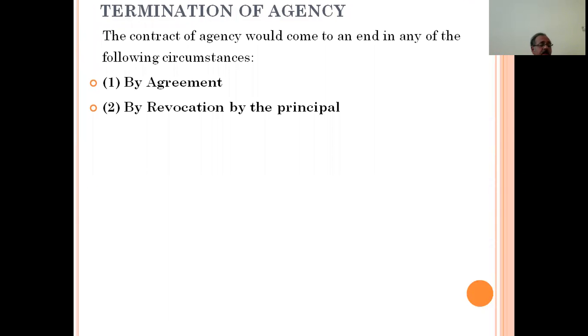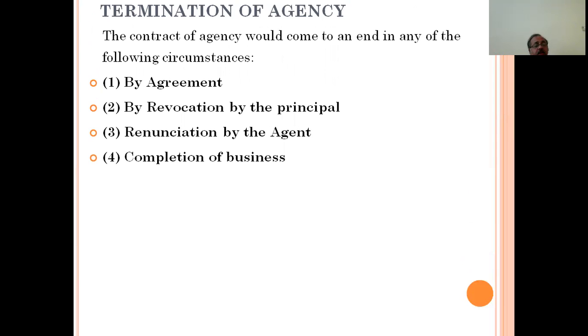Then we will discuss the termination of agency, which are the ways in which the contract of agency is terminated. The contract of agency would come to an end in any of the following circumstances. First one is by agreement. Second one is by revocation by the principal. Third one is by renunciation by the agent. Fourth one is completion of business.